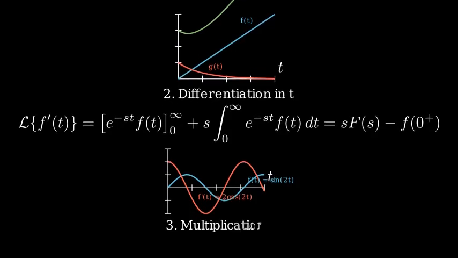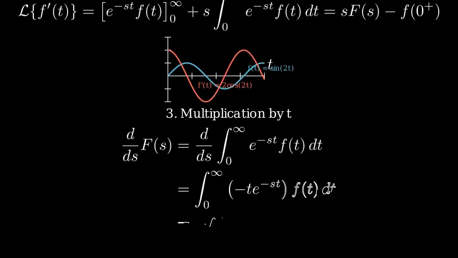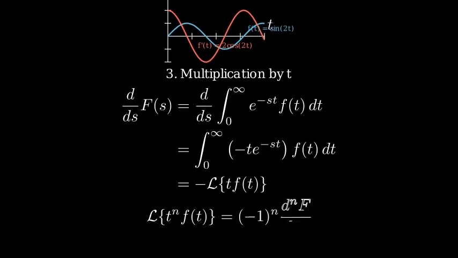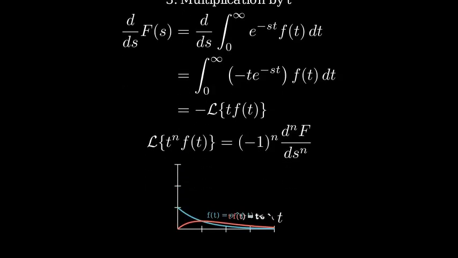Property 3, multiplication by t. By differentiating under the integral sign with respect to s, we find the derivative of F(s) equals negative the Laplace transform of t times f(t). Therefore, the Laplace transform of t^n times f(t) equals (-1)^n times the nth derivative of F(s).